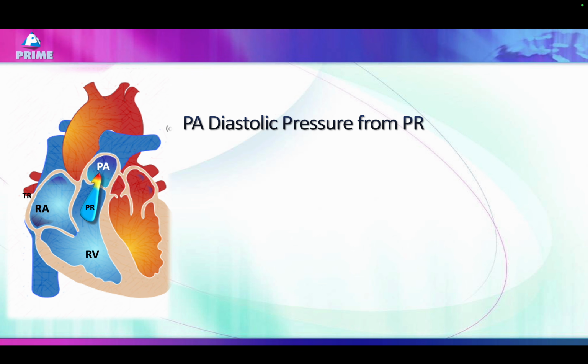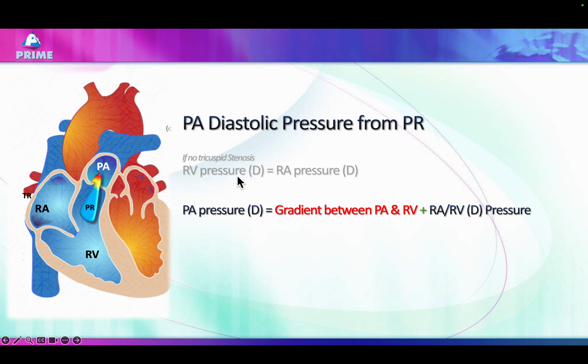So similarly, you can calculate the PA diastolic and hence the PA mean pressure also. Now PA diastolic pressure you can calculate based on the pulmonary regurgitation. So now here we know the RV diastolic pressure, okay, in diastole, as this tricuspid valve is open, it is as good as an RA pressure. So RV pressure is equivalent to RA pressure in diastole. Now if I know the RV pressure in diastole, I would know the pressure in the pulmonary artery.